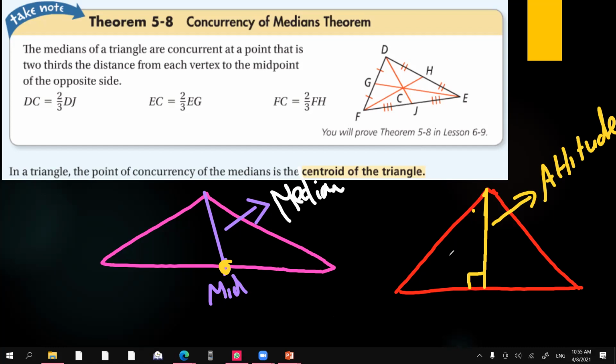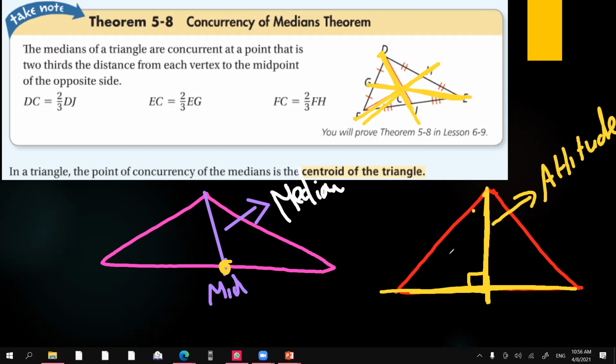The altitude starts from the vertex, but it must be perpendicular. Here, it's not perpendicular. They say, I am starting from the vertex, ending at the midpoint. Maybe I could be perpendicular, maybe not. But for the altitude, he said, I must start with the vertex and go on a perpendicular angle. I mustn't go to the right or to the left. I must be on a straight line until I reach the side of the triangle.